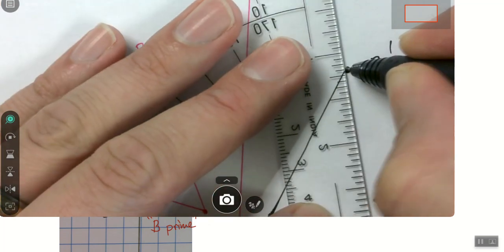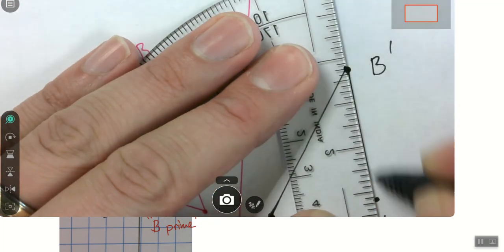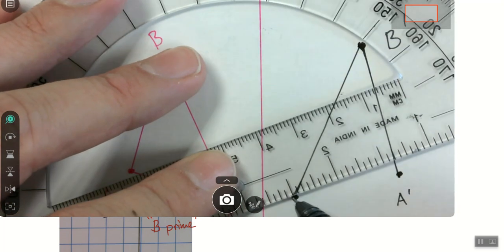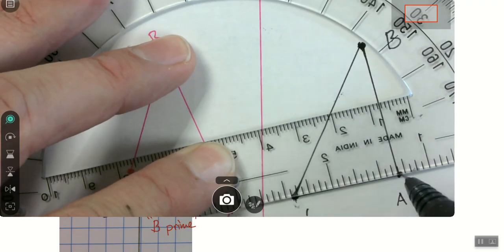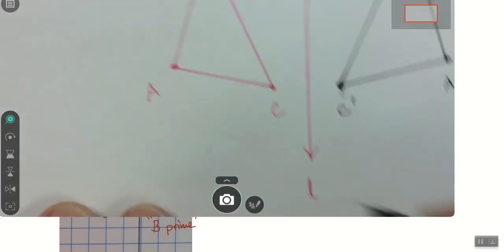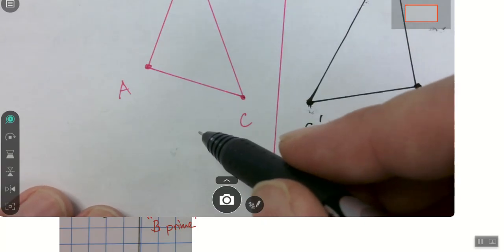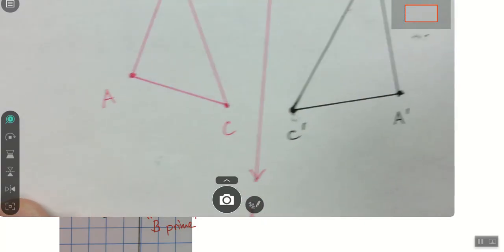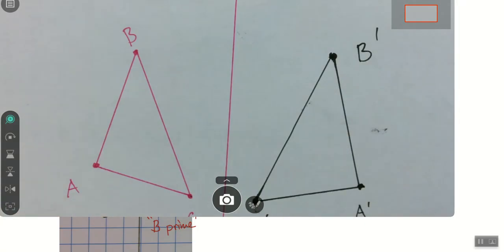And look at this. We now have a wonderful reflection of our triangle ABC, where we went from our pre-image, here it is, triangle ABC, to our image, triangle A prime, B prime, C prime.